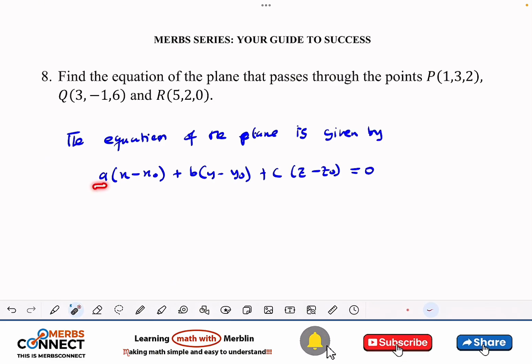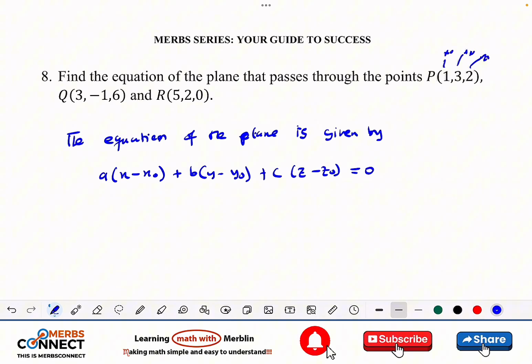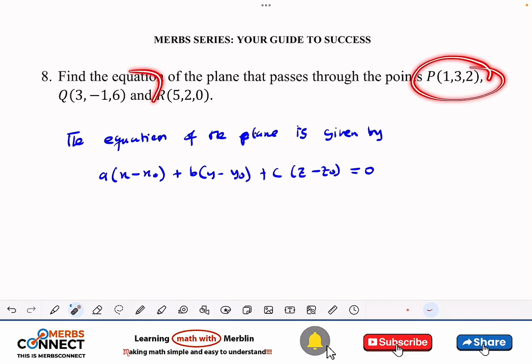Remember we said a, b, c are the coefficients of the i, j, k directions of the normal vector. You remember that? And then x naught, y naught, z naught is any of the points given here. This is x naught, this is y naught, and we assume this is z naught. The same thing applies as when we are finding the equation of the circle or the equation of the line, right? So we can pick any of them and just plug them in. At the end of the day, we are going to get the same result.